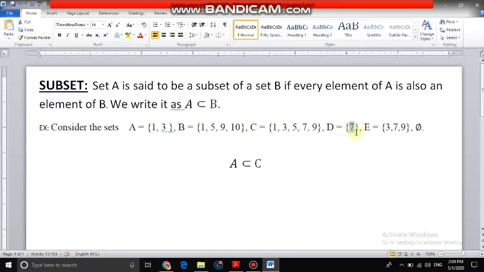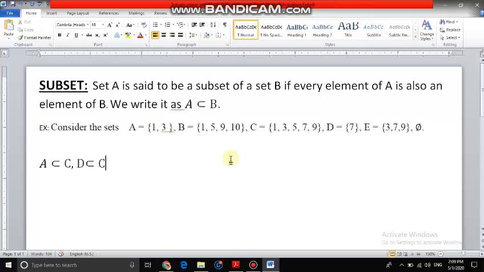Now check this D. Is D a subset of A? No. D has 7, but A has no element 7. So D is not a subset of A. Similarly, D is not a subset of B also, because 7 is not an element in B. But if I come to C and D, is D a subset of C or is C a subset of D? D has the element 7 and C also has 7 as one of the elements. So hence I can say D is a subset of C.